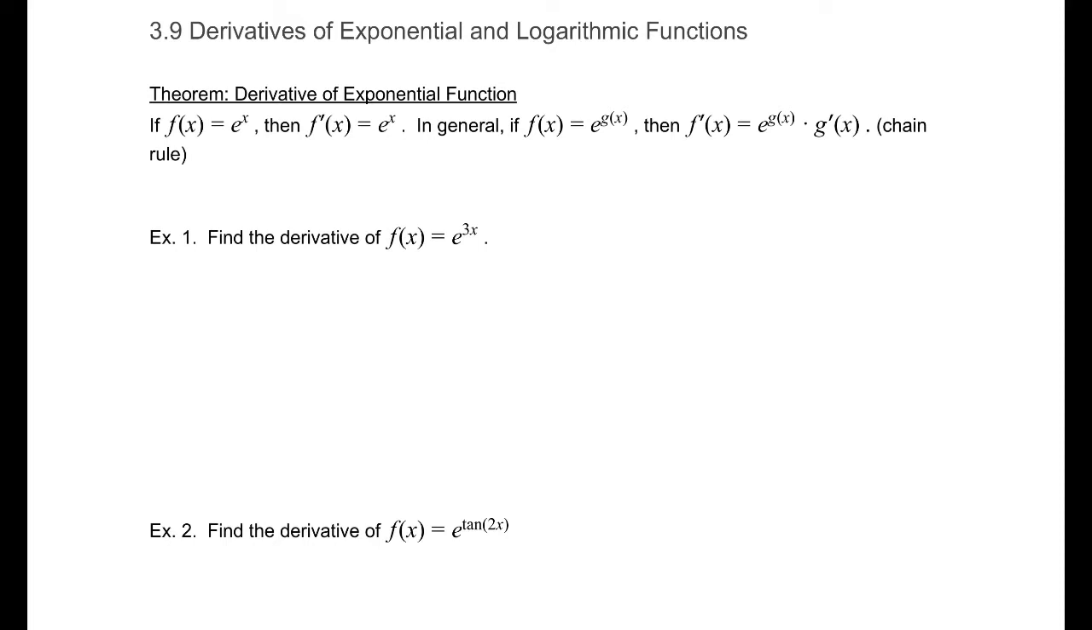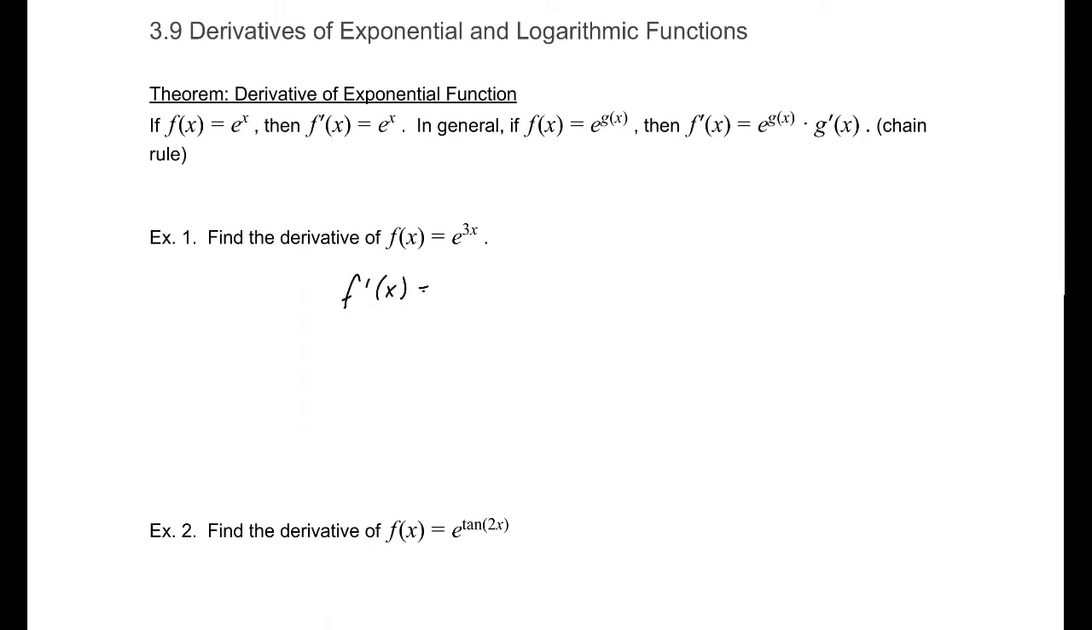Now, in general, the chain rule applies. If f of x is e to the g of x, you have a composed function, then f prime is e to the g of x times g prime of x. So let's dive into example 1. Find the derivative of f of x equals e to the 3x.